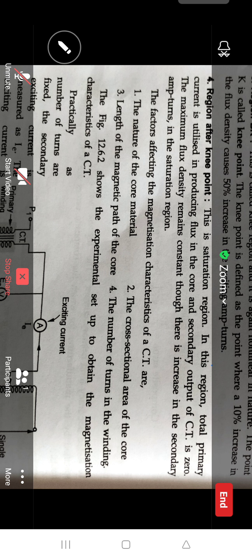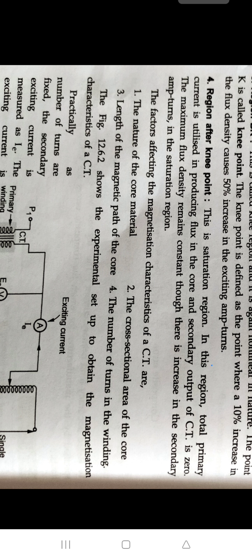Okay, the factors affecting the magnetizing characteristic of the CT are: first, the nature of the core material; second, the cross sectional area of the core; third, the length of the magnetic path of the core; and fourth, the number of turns in the winding. So these four affect the magnetizing curve or the saturation characteristic of the current transformer. Number of turns is of the winding, but the other three are of the core.